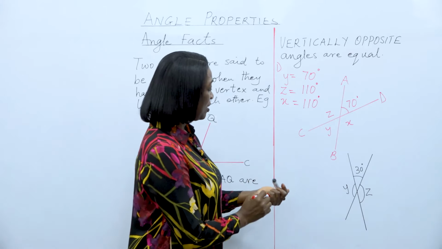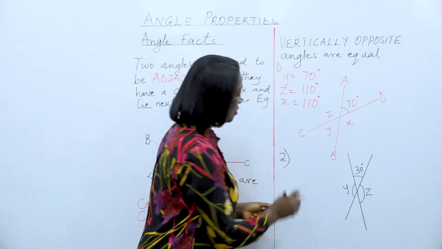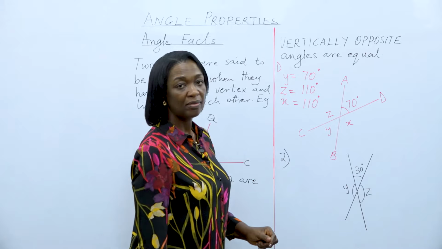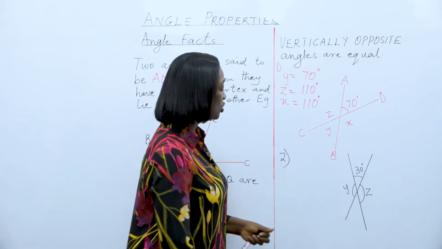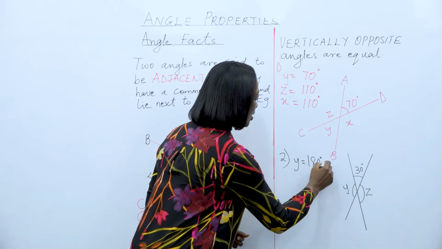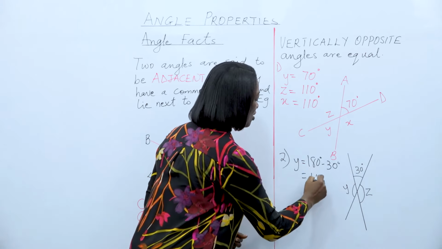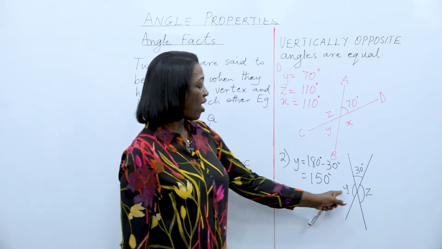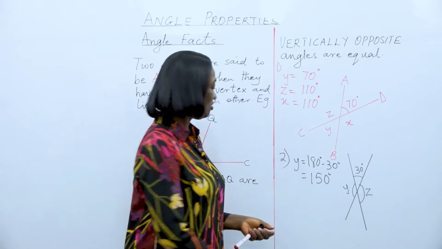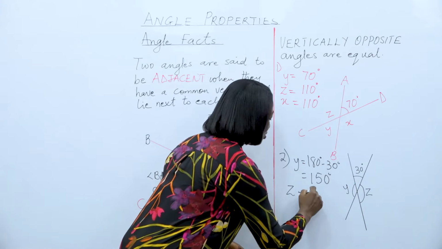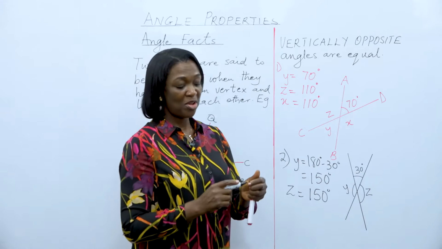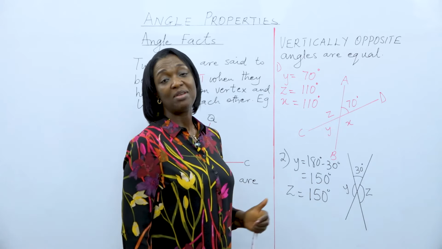In the second diagram, we have angle 30 degrees there, and then angle Y. Y plus 30 will be equal to 180. So angle Y is equal to 180 degrees minus 30 degrees, which is equal to 150 degrees. And Y and Z are vertically opposite, so they are equal. So angle Z is equal to 150 degrees. This is very interesting. You can get some more practice from Brilliant Maths Module 4.